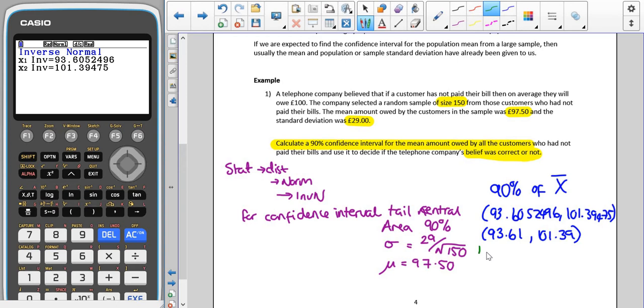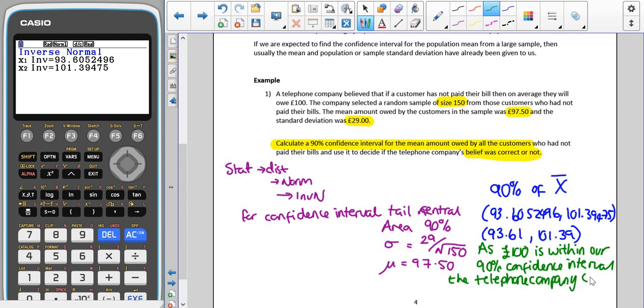So as £100 is within our 90% confidence interval, the telephone company could be correct.